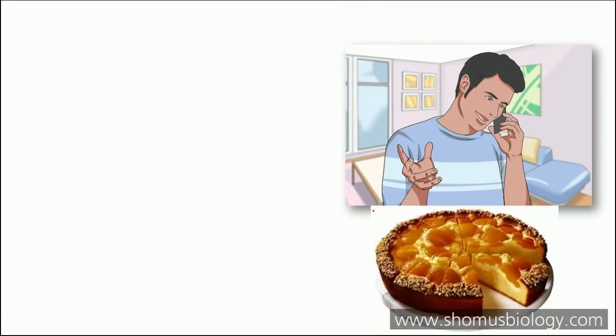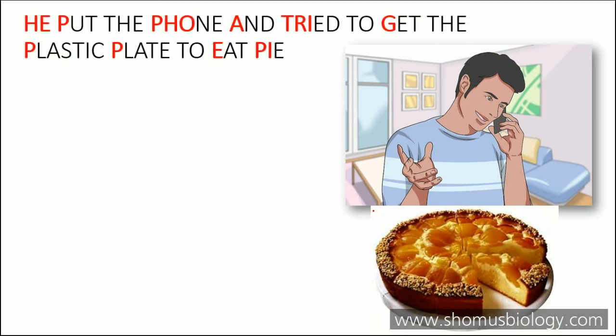Now let's talk about the enzymes that are involved. To understand enzymes, you need to think again of pie, because remember, your grandmother prepared pie for you, so you need to eat that pie, but right now you're talking with a phone. So he put the phone down and tried to get the plastic plate to eat pie. This is another sentence that you need to remember, right? It begins with he. This will be the list of enzymes required in every single step.